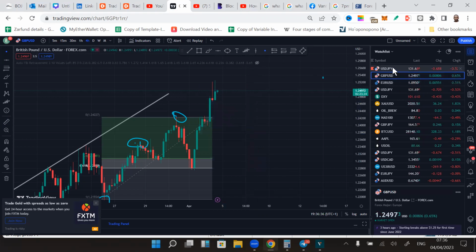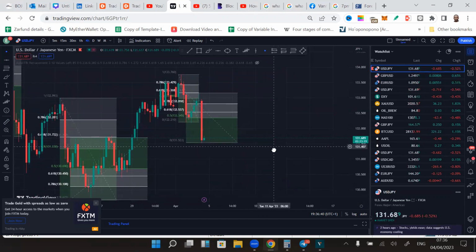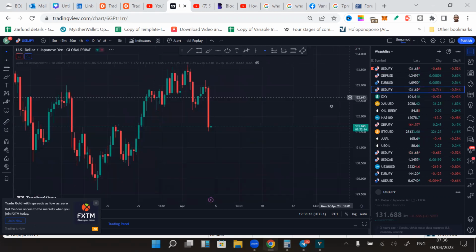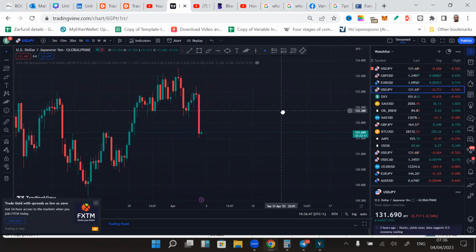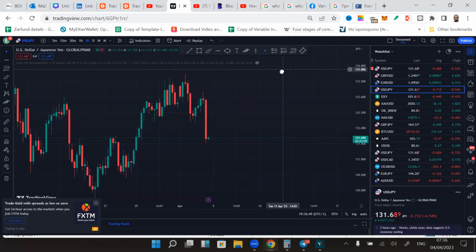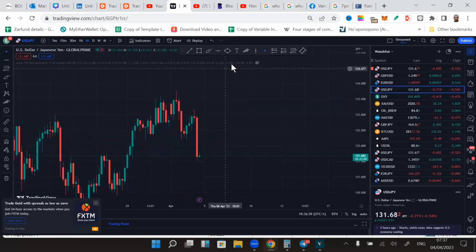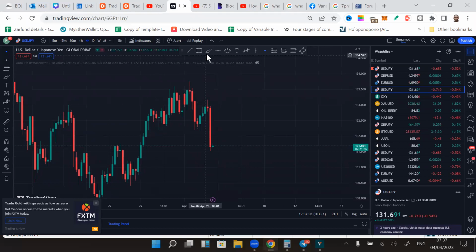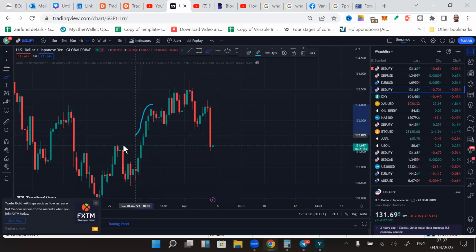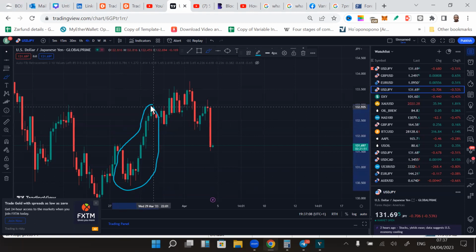Okay, so let's go to USD. Let me pick another one. This is USD JPY. Yes, USD JPY, but that's one I marked. But look at this one. Now, like I said before, we could take this one now. This is the latest impulse we are seeing. This is an impulse move right here, right? Now this is an impulse move.